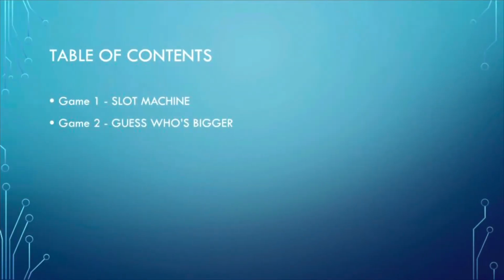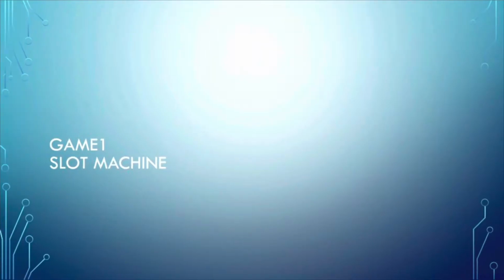And our table of contents is two games. The first is the slot machine, which is game 1, and game 2 is Guess Who's Bigger, a game for kids. Okay, so now I'm going to introduce game 1 first. It's the slot machine game.